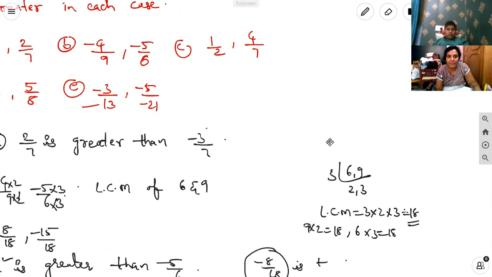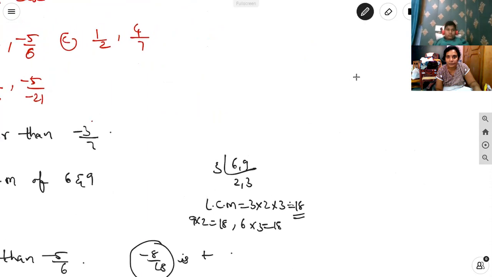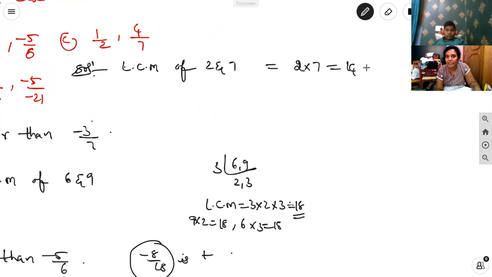C. 1 by 2, 4 by 7. 2 is a prime number, 7 is a prime number. So first we take the LCM of 2 and 7. Both are prime numbers, so we multiply the two numbers: 2 into 7, 14 is the LCM. So we convert into like fractions. 2 is multiplied with 7 in the numerator and denominator. 7 is multiplied with 2, the same number multiplied with the numerator. 7 ones are 7 by 14.